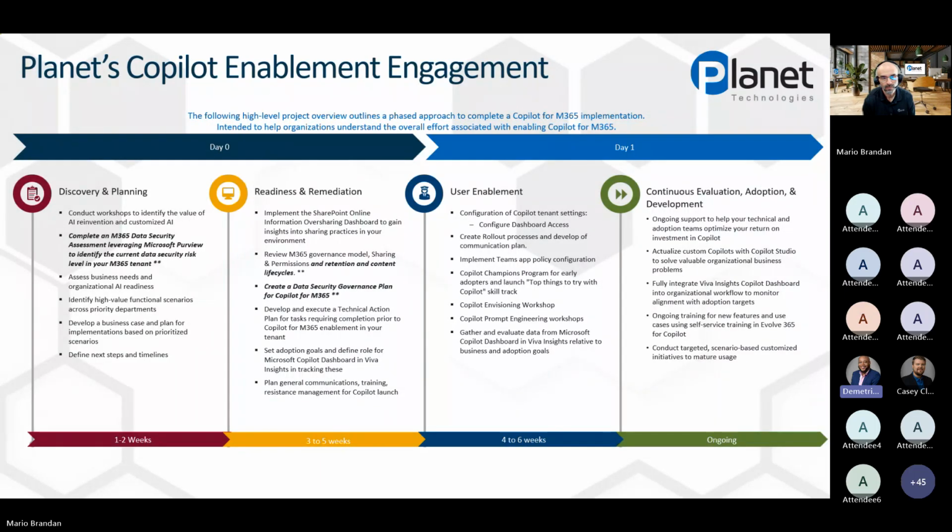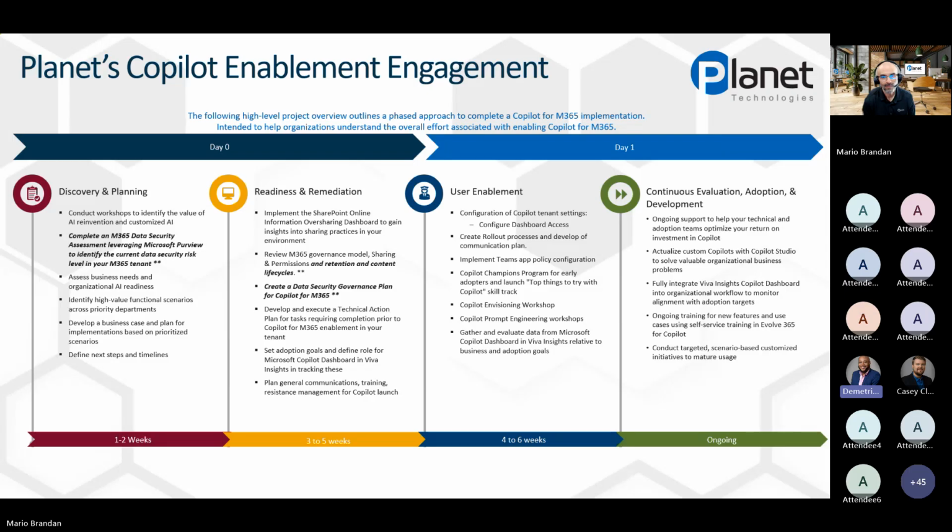Once you get past that, you move into a readiness remediation phase, right? This is where we're going to hand you over a technical action plan. And in that technical action plan, these are the things that we found during that security assessment, the things that need to be addressed prior to rolling out Copilot.